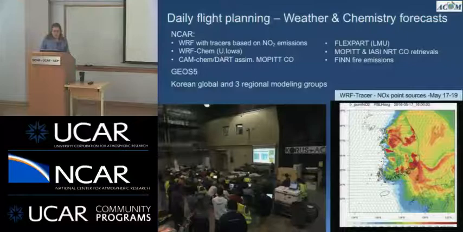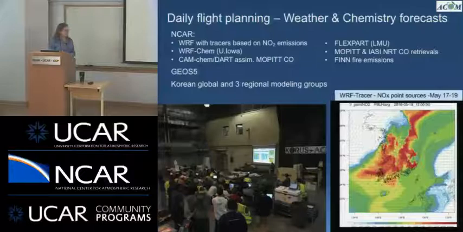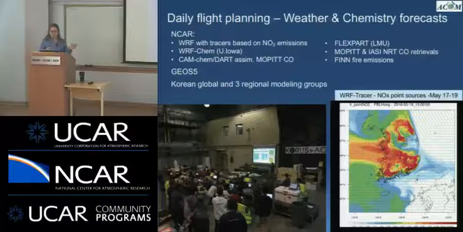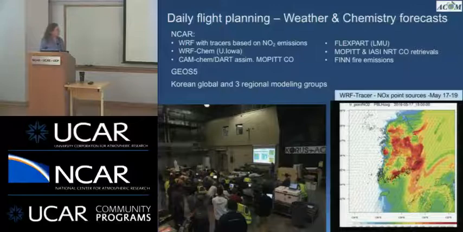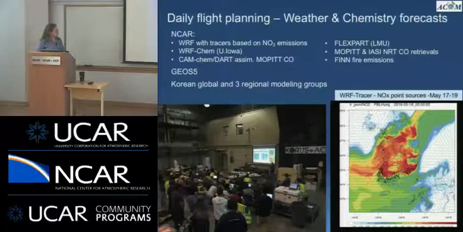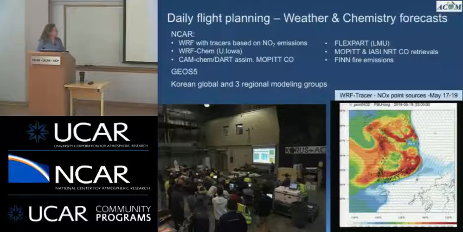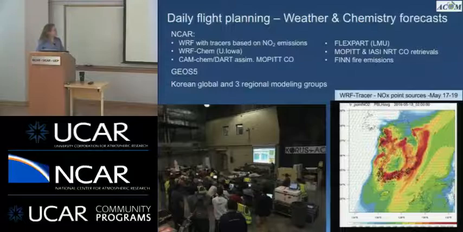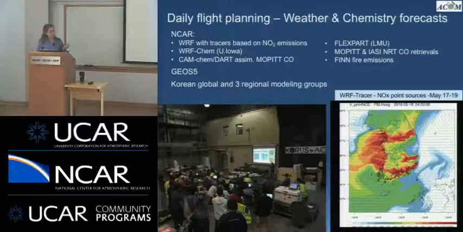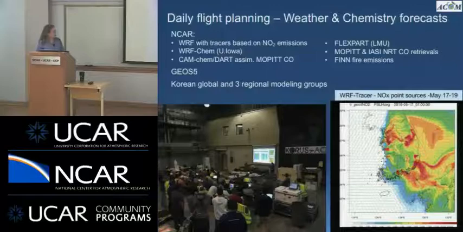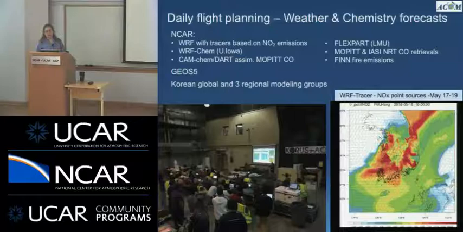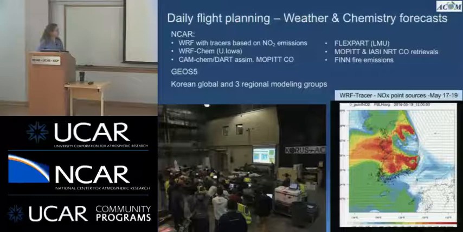So my role in this campaign was to help with the flight planning, and every morning we'd get up early and decide on where the plane should fly. We didn't have a lot of choices, but we had some choices, so we had to figure out where pollution was flowing and where we could best sample it. There was a large group of models, particularly even just from NCAR. Gabi Pfister and Arthur Mizzi set up WRF with NO2 tracers, which is this. We based some synthetic tracers with just a two-day lifetime on NOx emissions from point sources, such as power plants. We also had a tracer from area and mobile sources, so traffic and residential heating and other sources.